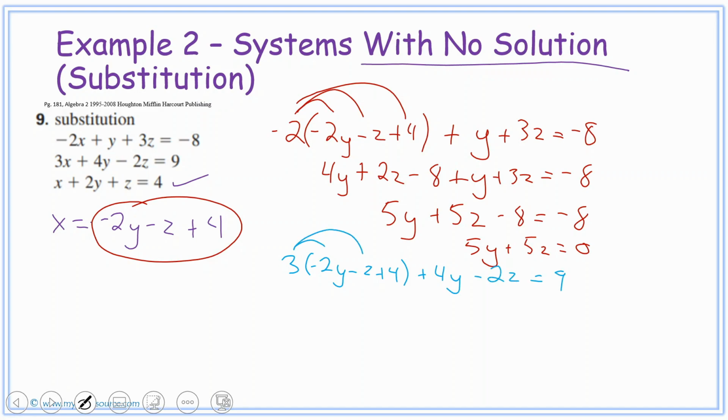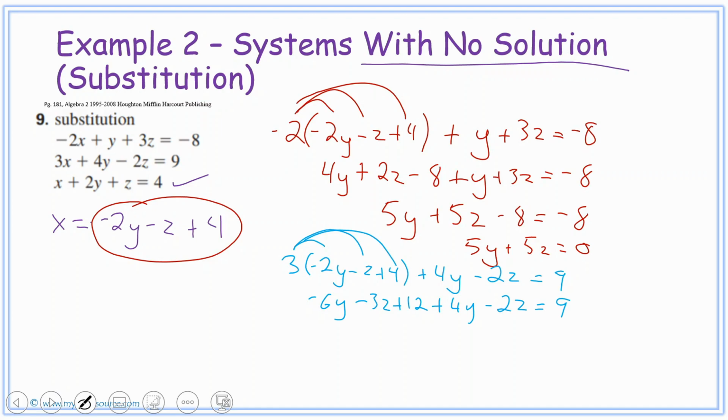All right, so we can distribute that in there as well. 3 times negative 2y becomes negative 6y. 3 times the z, that's going to give us negative 3z. And then 3 times the 4 gives us positive 12. And then we just write out everything else.